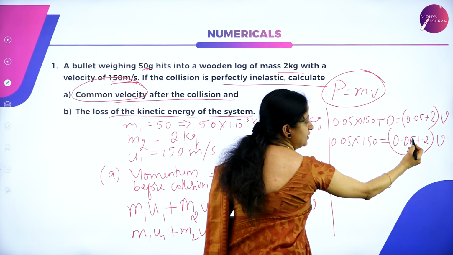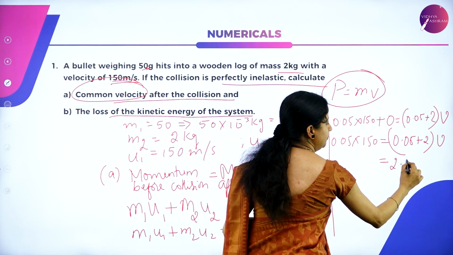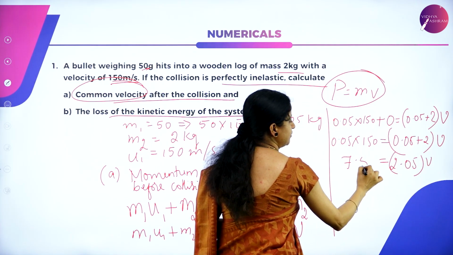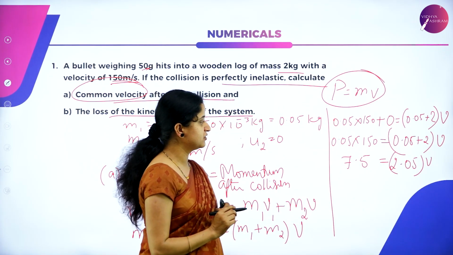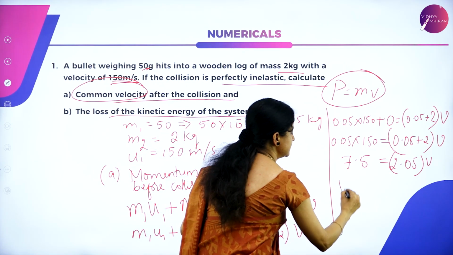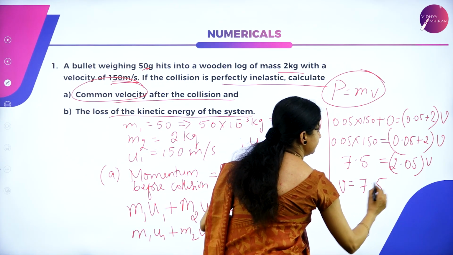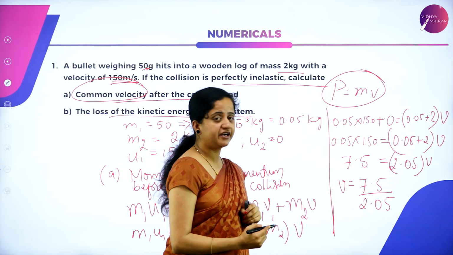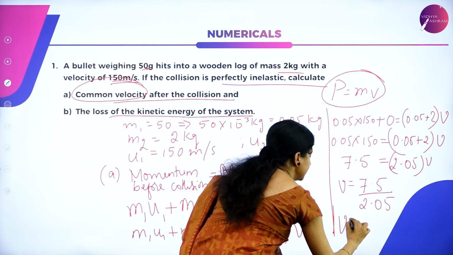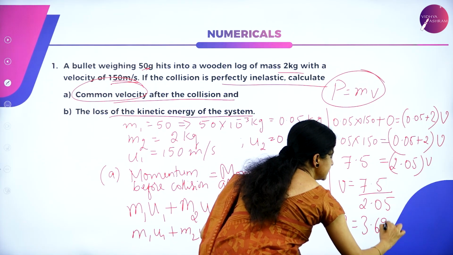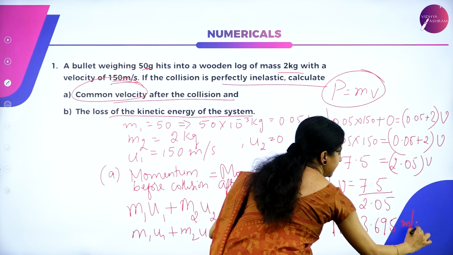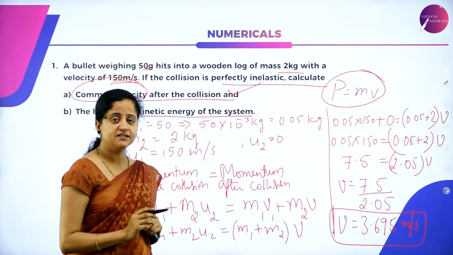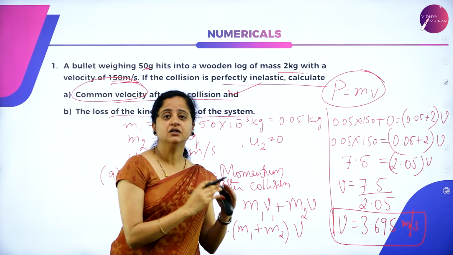So adding 0.05 with 2, we will get 2.05 into V, which is equal to 7.5 when you multiply 0.05 with 150, and V is equal to 7.5 divided by 2.05. Simplifying this, you will get V is equal to 3.695 meter per second. So this is the common velocity of bullet and wooden log after collision.